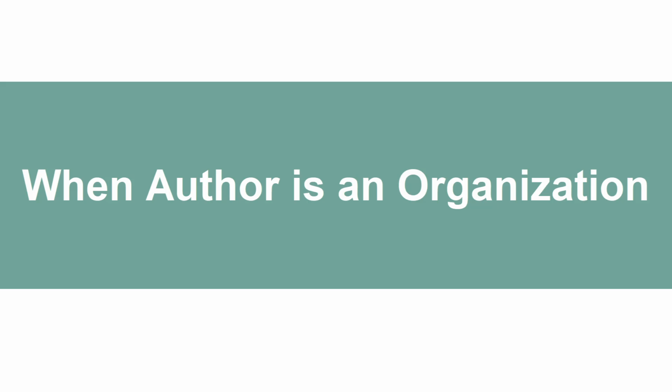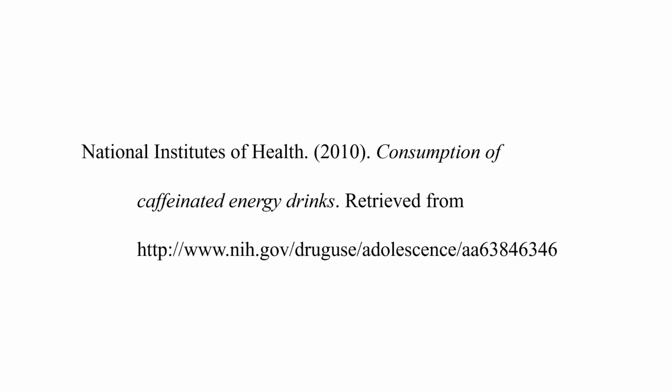Not all articles are authored by a person. Some are authored by an organization or association. Here's a fictitious online article from the National Institutes of Health. The names of the organizations are typically presented in title case, which means that the first letter of each word is capitalized. Notice that the name of the organization is followed by a period, a space, and then the year of publication.